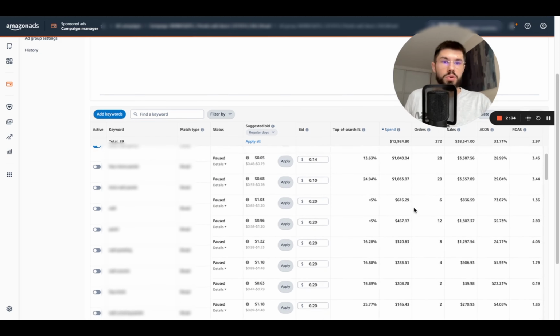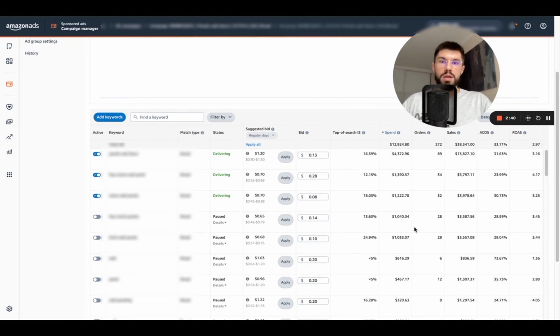So what we did, again, we paused almost everything and left the 3 best performing ones. The keywords that had some potential, we moved into another campaign, and the keywords that never spent or spent little we also moved into another campaign, so they would have their own budget and an opportunity to show how they perform.